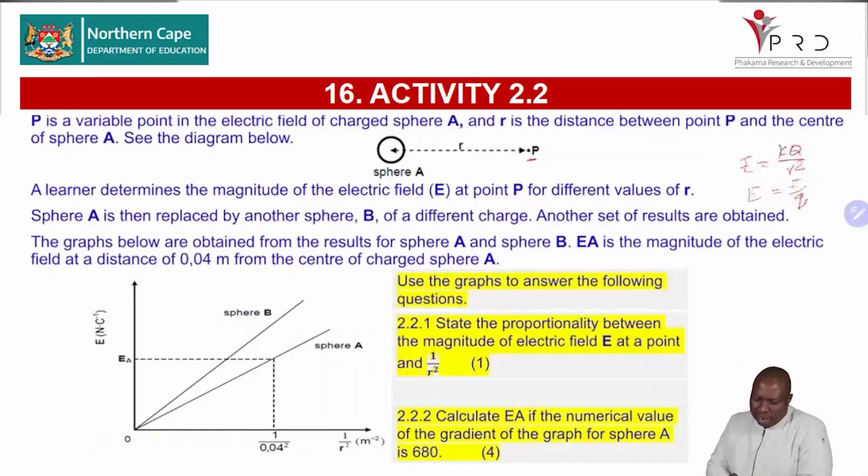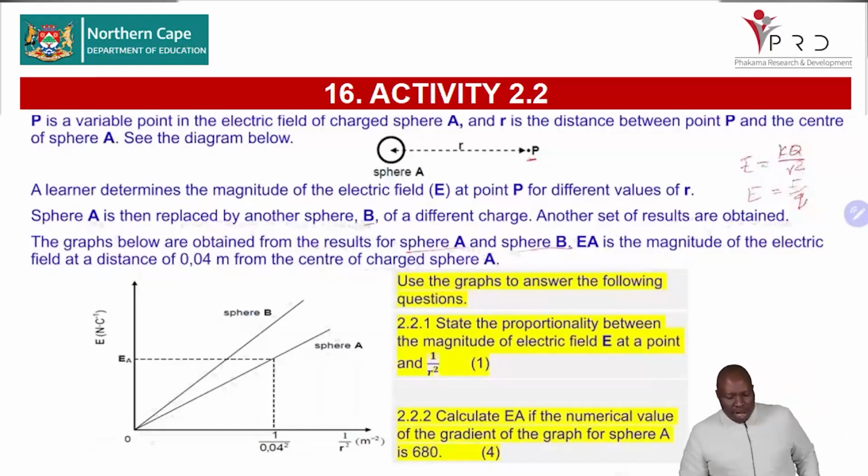And they are saying sphere A, here we have sphere A on the graph, is then placed next to another sphere, which is sphere B. So we have spheres A and B of different charges. Another set of results is obtained. The graphs below are obtained from the results of sphere A and sphere B. You can see the graph of sphere A and the graph of sphere B.